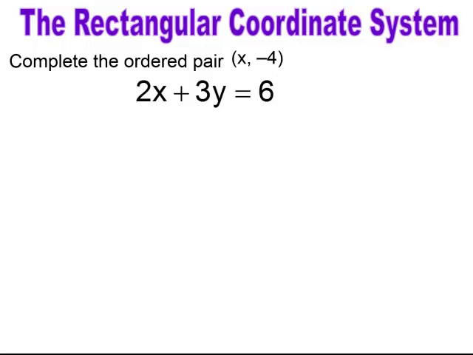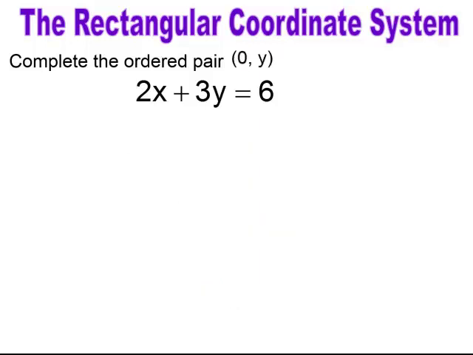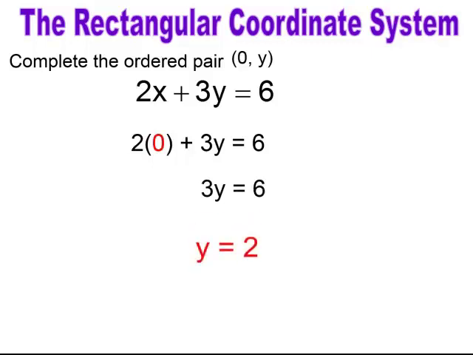Pause and try. In this case, you're given that your y value is negative 4. You evaluate, you have a two-step equation. You're going to add 12, then divide through by 2, and you end up with your x value equals 9. Pause and try. So you're going to substitute the 0 in for x. 2 times 0 will go away. You're left with 3y equals 6. You divide through by 3 and you get y equals 2.